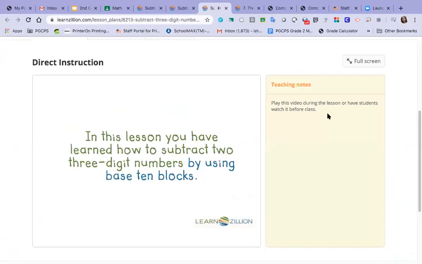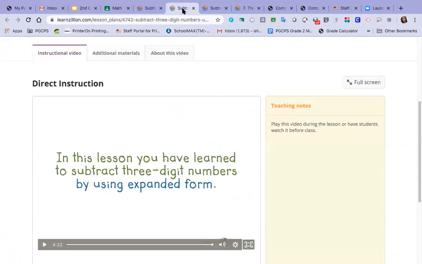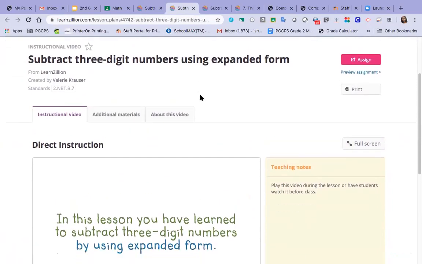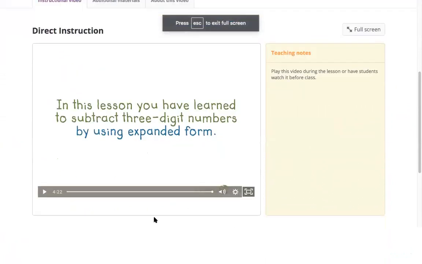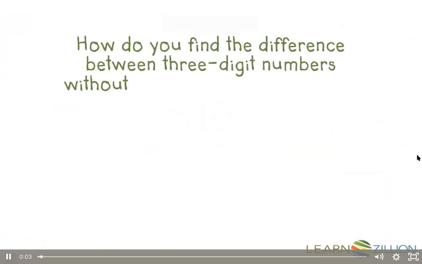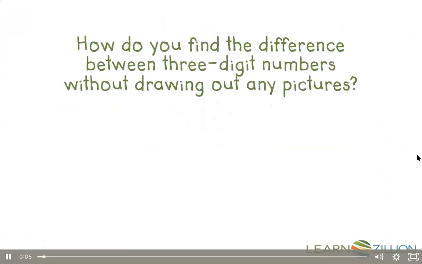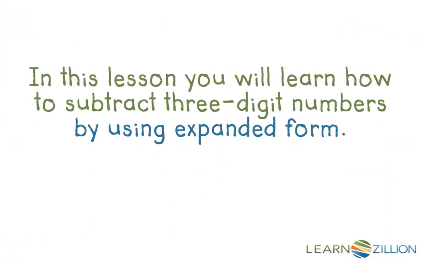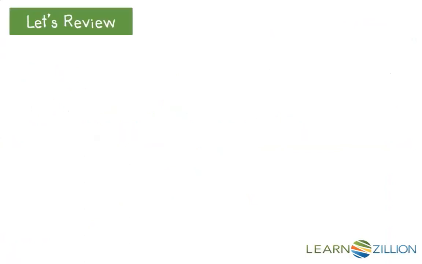All right, boys and girls, now we're going to go ahead and look at subtracting 2 3-digit numbers by using expanded form. How do you find the difference between 3-digit numbers without drawing out any pictures? Lily is wondering what 578 minus 321 is, but she doesn't want to draw anything out to find the answer. In this lesson, you will learn how to subtract 3-digit numbers by using expanded form.